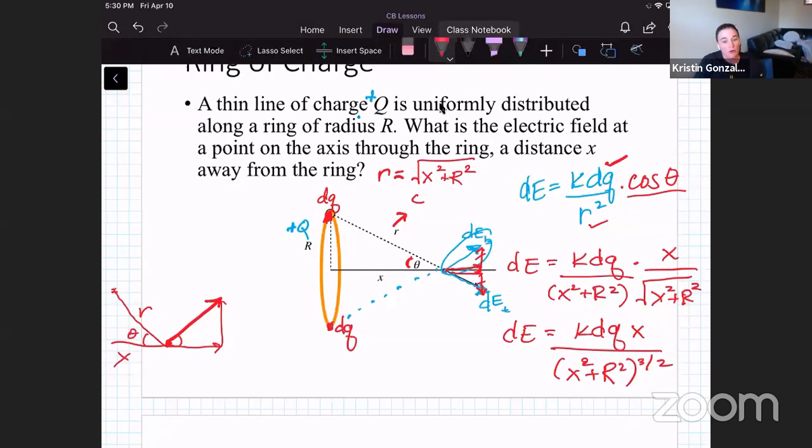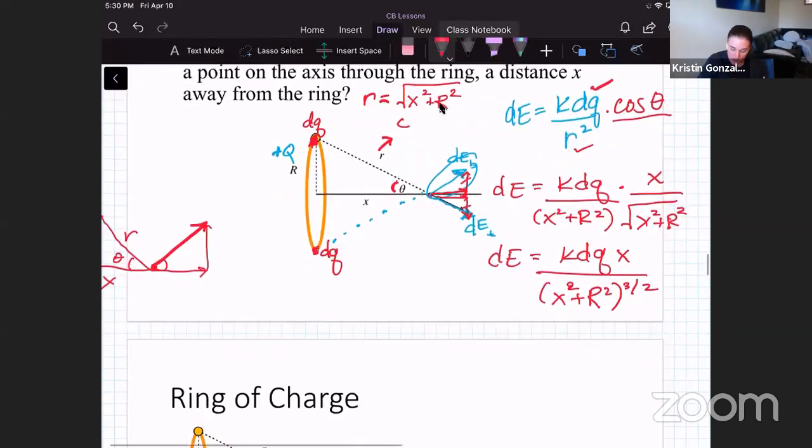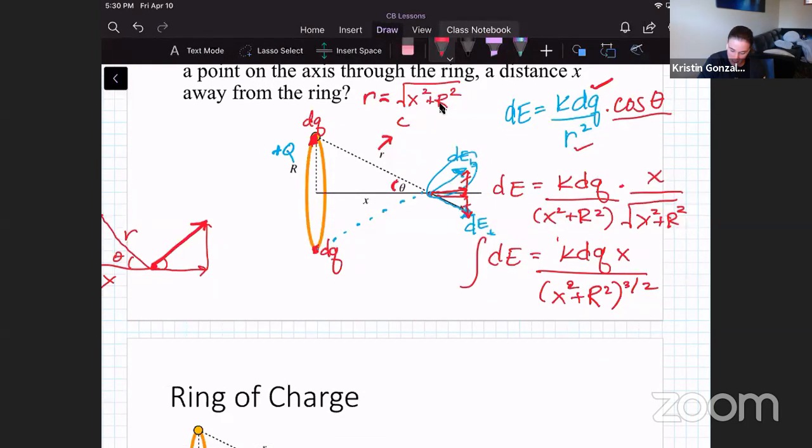Okay, so we're all set up now. If I want to find what the net electric field is going to be there, now we're going to integrate. If I'm integrating both sides, all around that circle, the X is constant, the R is constant. The only thing that's changing is that dQ. If we integrate all the way around, what do we get when we sum up all the dQs? We get just Q. So E is going to equal K times Q times X over X squared plus R squared to the 3 halves.